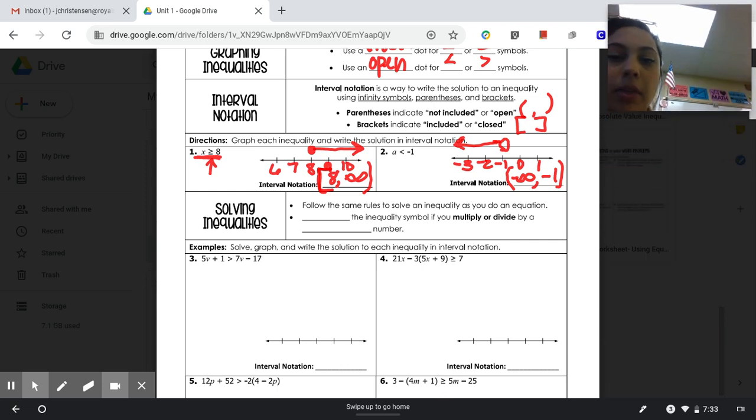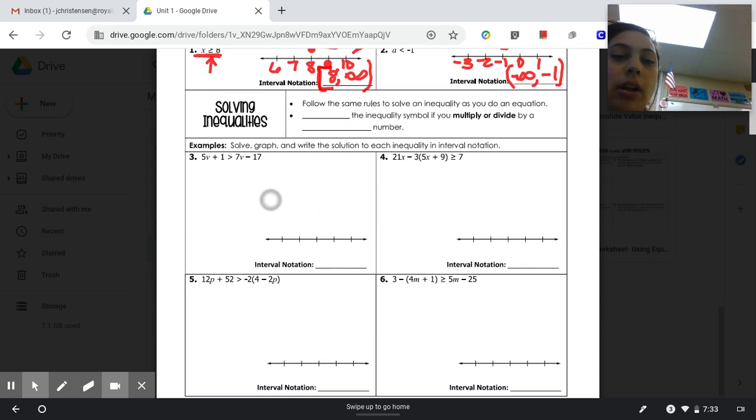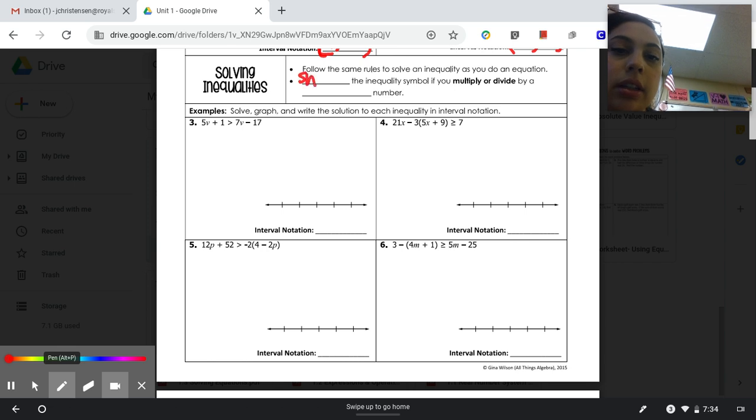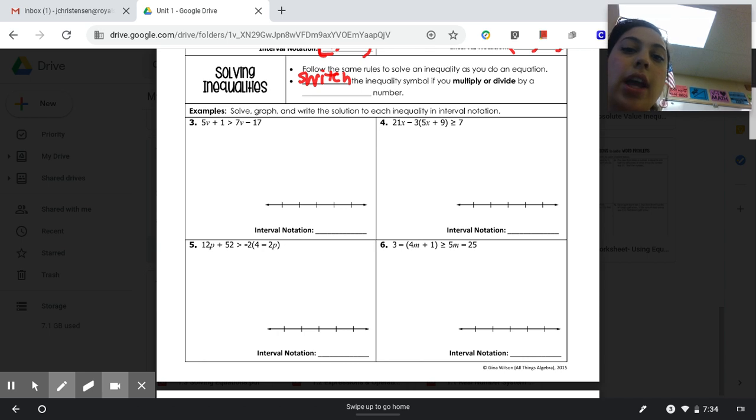Sorry about that, guys. All right, so let's look at solving inequalities. Solving inequalities is very, very similar to solving equations. There's just one main thing that you have to keep track of because the sign points one way or the other. So you follow the same rules to solve an inequality as you do an equation. The only condition is that you switch the inequality symbol if you multiply or divide by a negative number.